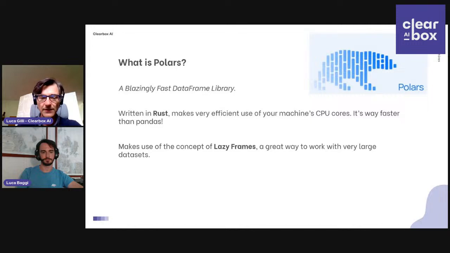And today we are not going to dig into the details about why Polars is so fast. I'm not a software engineer, so for me, I see Polars as a product that I use. I'm very happy it's fast. I don't completely understand what's going on inside. Maybe Luca understands the inner workings of Polars a bit more.